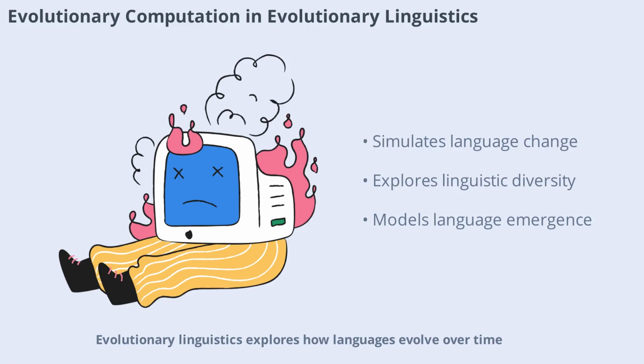Evolutionary linguistics explores how languages evolve over time. Evolutionary computation simulates language change, the spread of linguistic features, and the emergence of new languages. These models provide insights into the dynamics of language evolution and the factors that drive linguistic diversity.